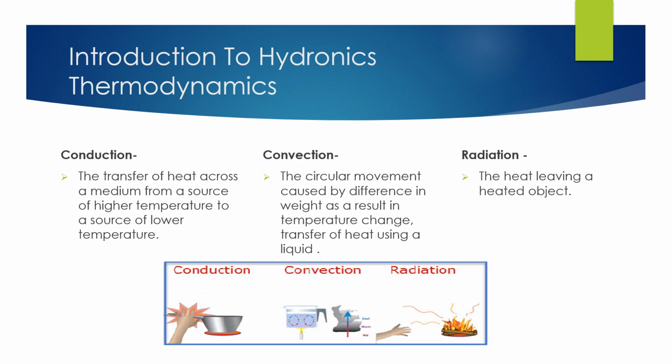Convection. The circular movement caused by difference in weight as a result of temperature change. Transfer of heat using a liquid, which is a transfer of heat through moving fluids. An example of this could be a convection oven that uses air, the fluid, to transfer heat.